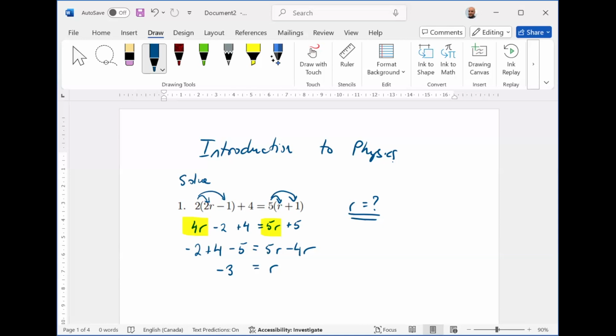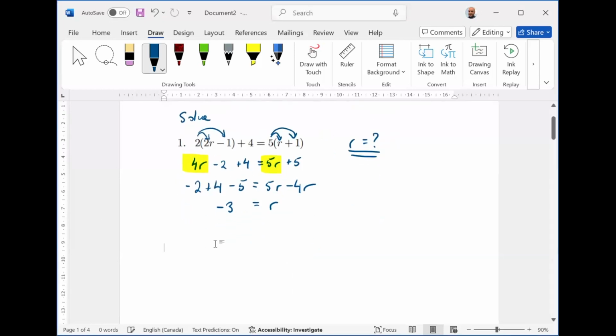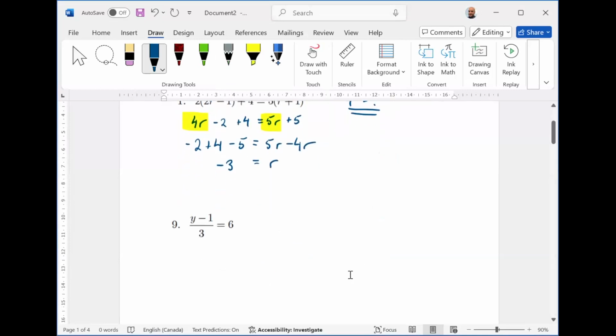Let's try something maybe a little bit more challenging. I'm just going to skip a few of these questions, and your task is going to be to do the other ones on your own. Like question number 9. Okay, the other questions 1 through 6 were all fairly similar. So how about this one? Any ideas on how we go about solving this one?